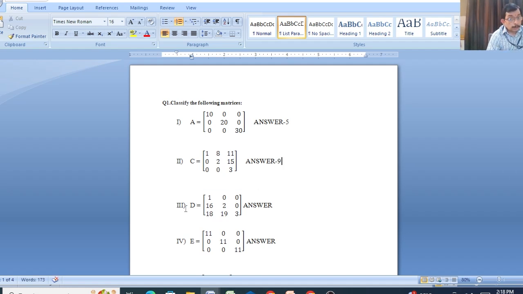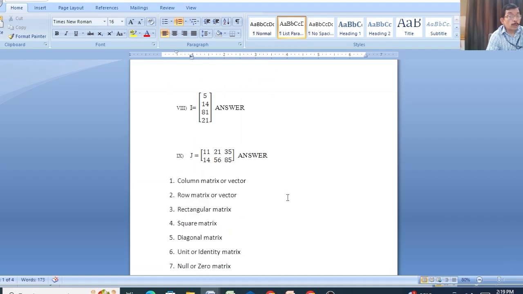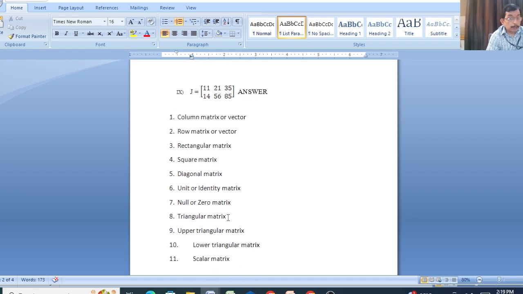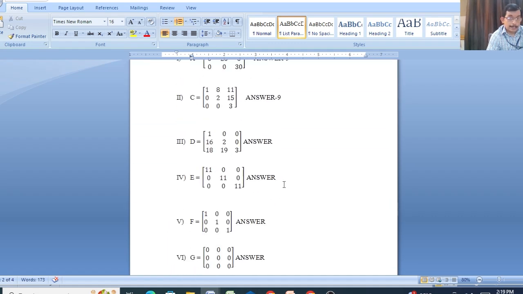Now the third one: the main diagonal elements are 1, 2, 3. The upper elements of the main diagonal are 0 and the lower elements are given. Then which type of matrix? The triangle is in the lower form of the matrix, so it is the lower triangular matrix. The lower triangular matrix number is 10.